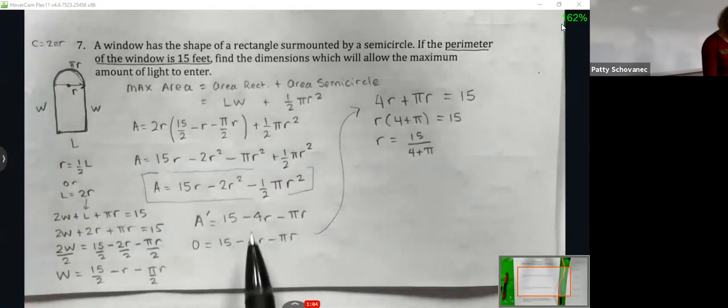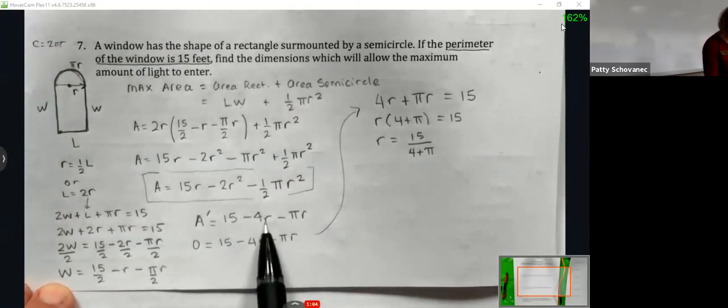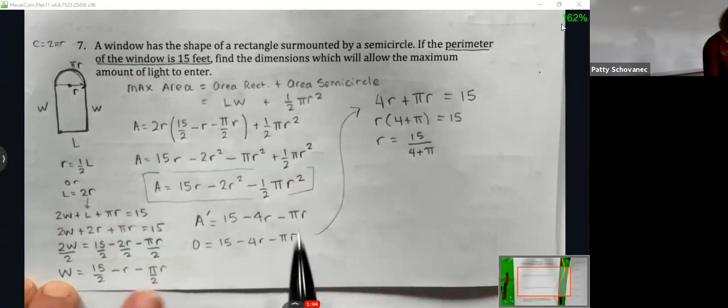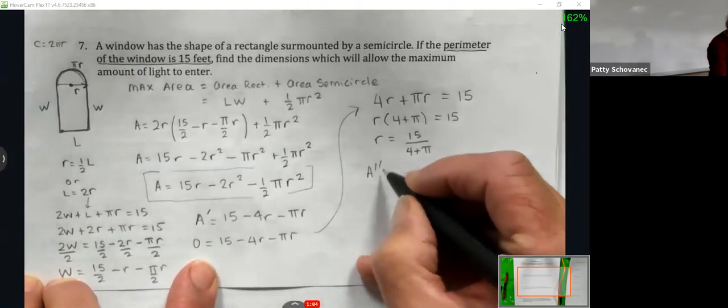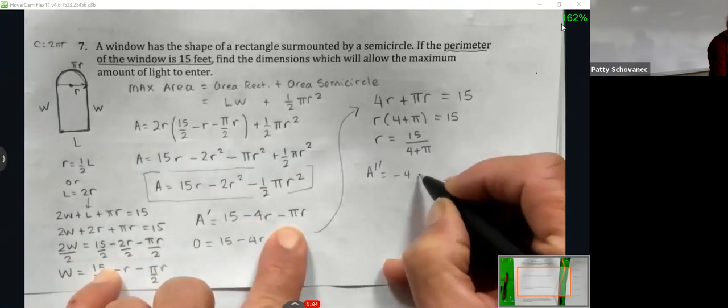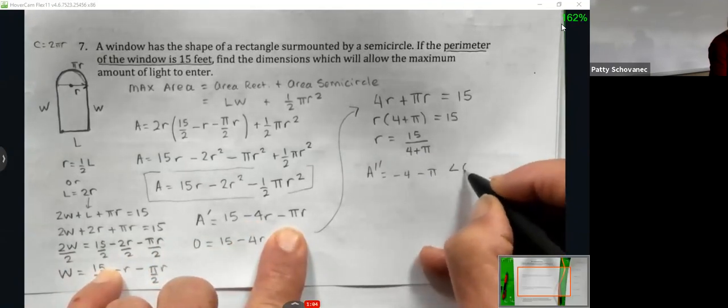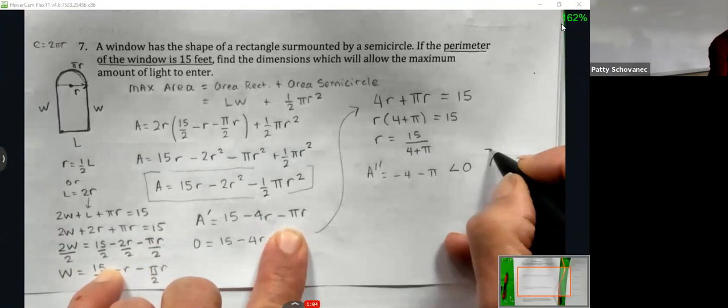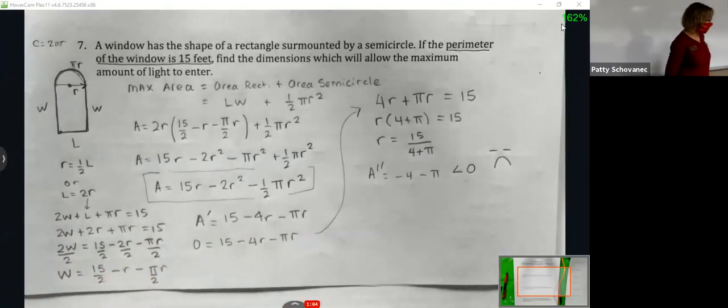A quick second derivative is just going to be negative, right? 15, the derivative here is 0. Derivative there is negative 4, negative pi. So no matter what the critical number is, I have a concave down graph, and so I have a maximum.